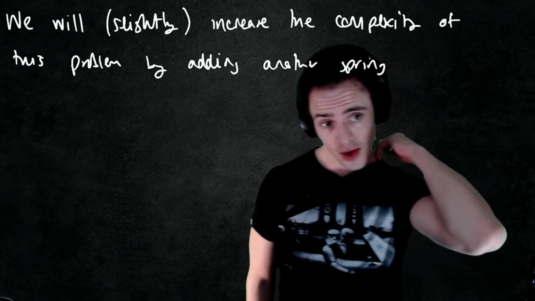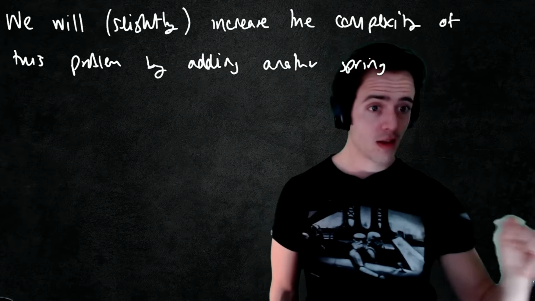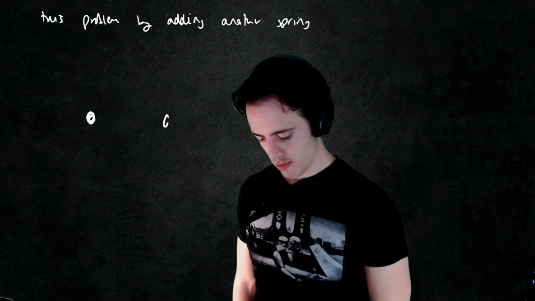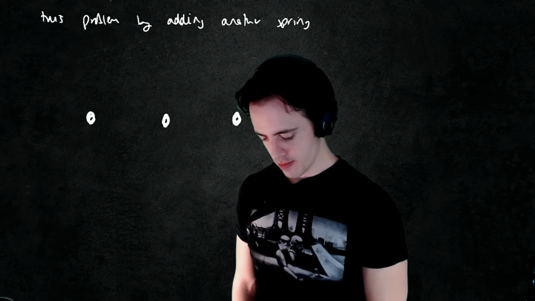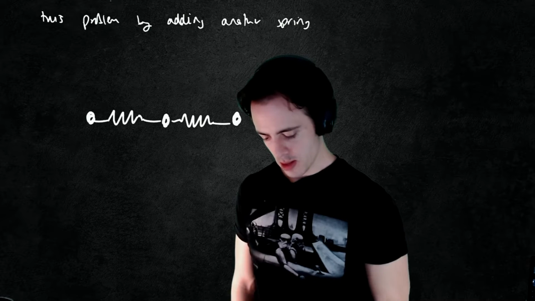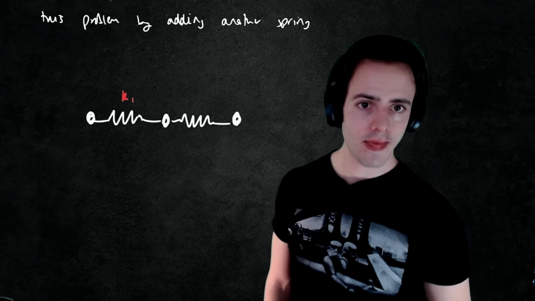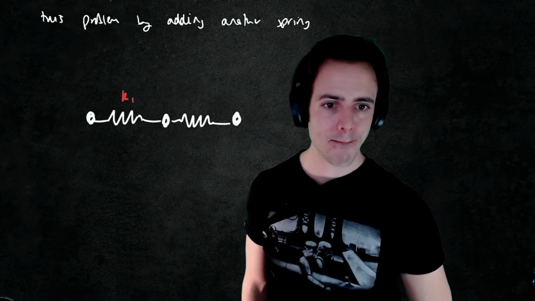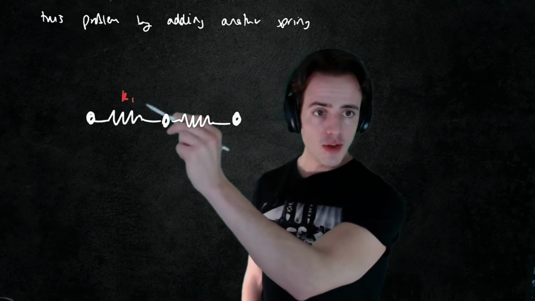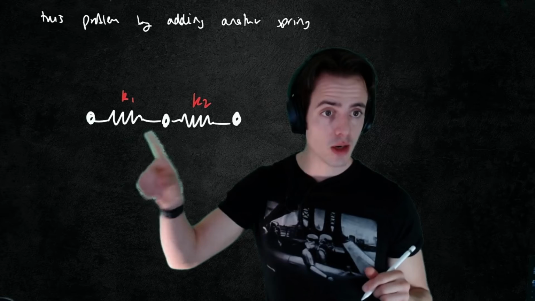But it's very confusing. So where we are, we're going to slightly increase the complexity of this problem by adding just another spring. Okay, so we're going to make a two-spring system. We've got three nodes connected by two springs. Now, let me see if I can fix the lag. Okay, that seems to be better. So now we've got stiffness K1 and stiffness K2. This is spring 1, this is spring 2.